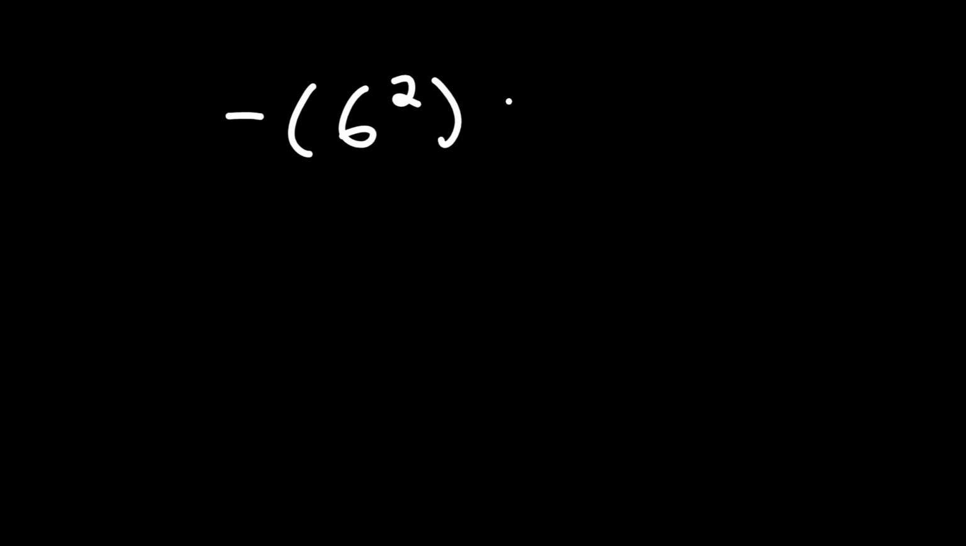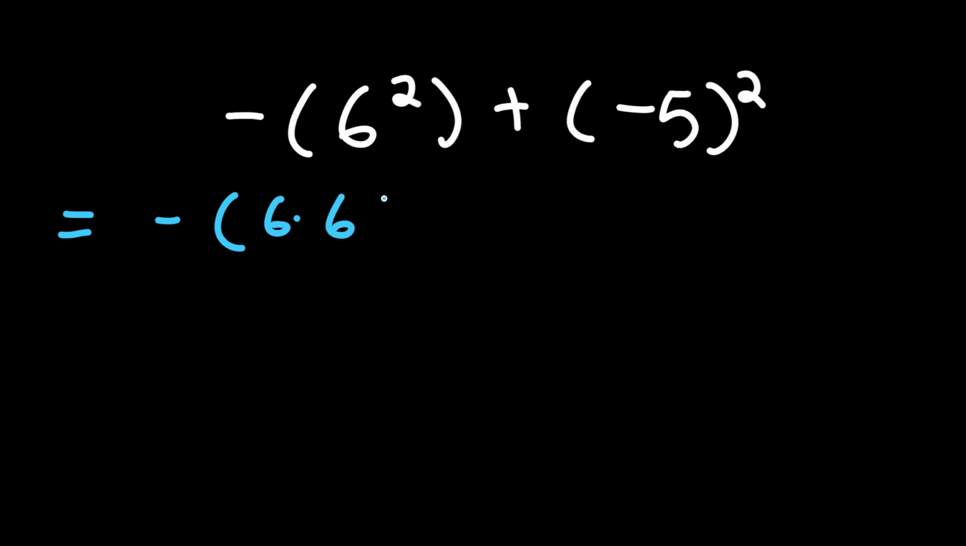We have 6 squared, and we have negative 5 in parentheses squared. All right, so we will first leave the negative aside. 6 times 6 plus negative 5 times negative 5.